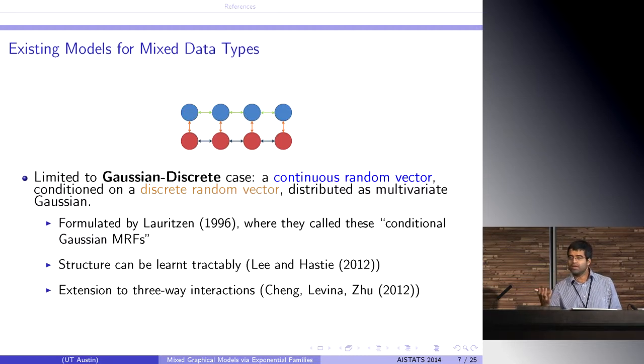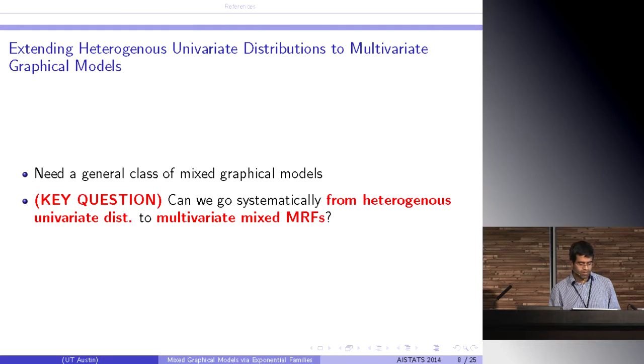Okay, so what if I have count value data? What if I have other kinds of skewed continuous data, for instance, or positive continuous data? How do I model such mixed graphical models? Is there a general theory we can come up with? And so that's the question. How can I come up with such multivariate mixed Markov random fields?